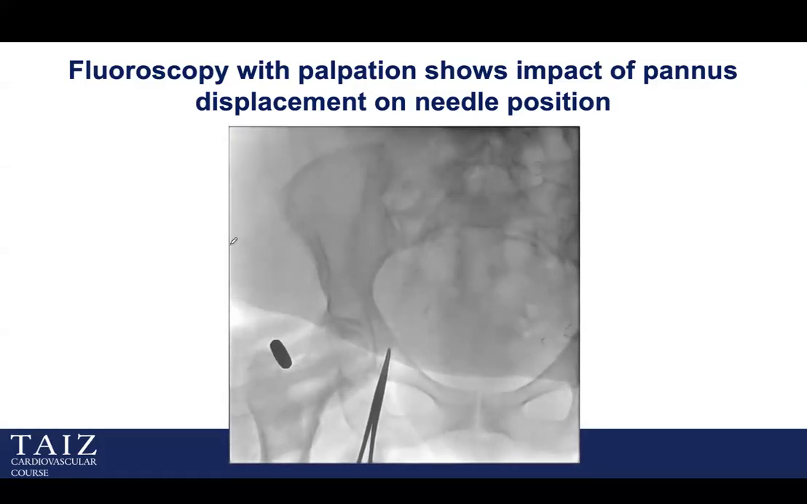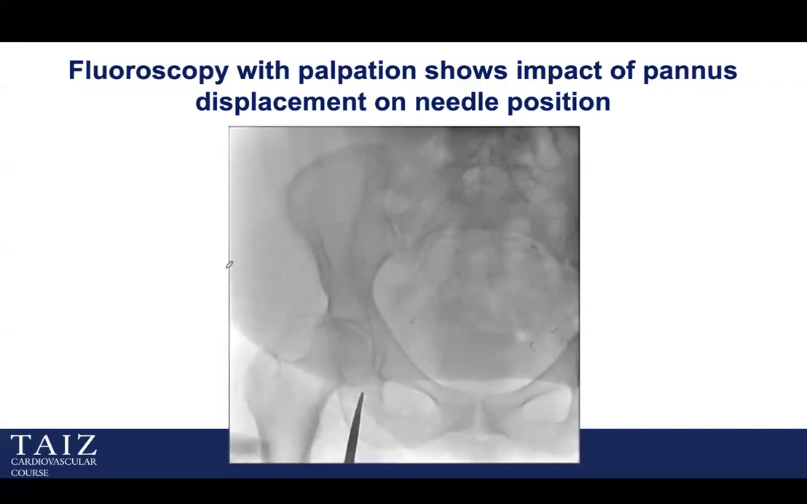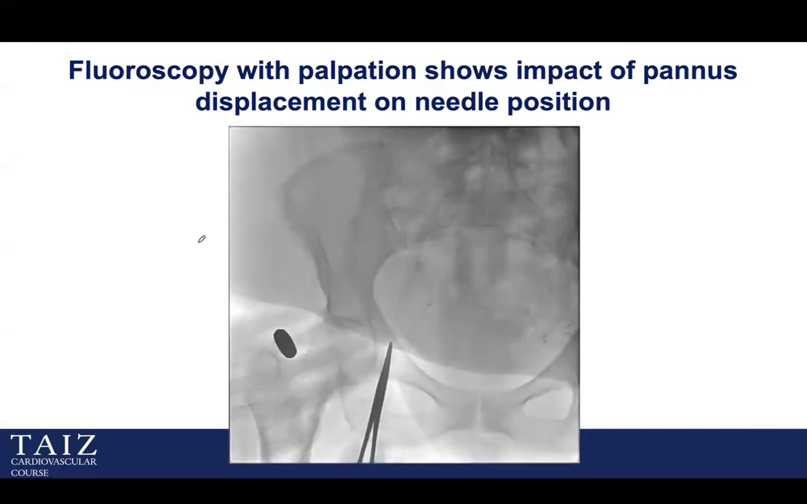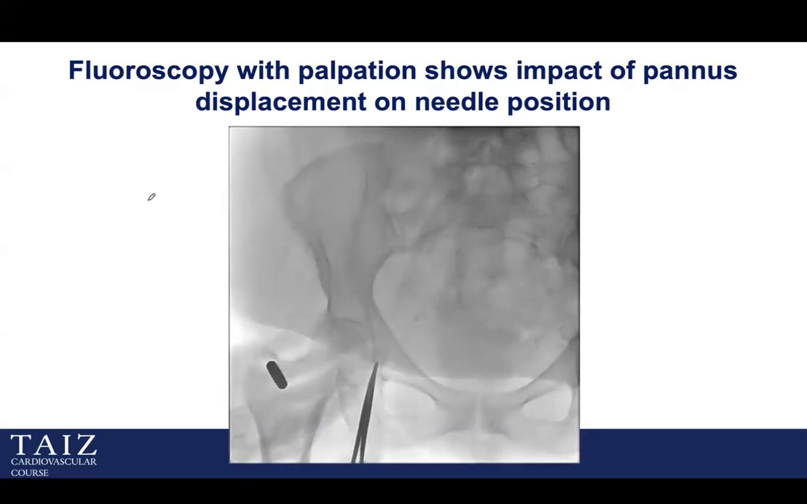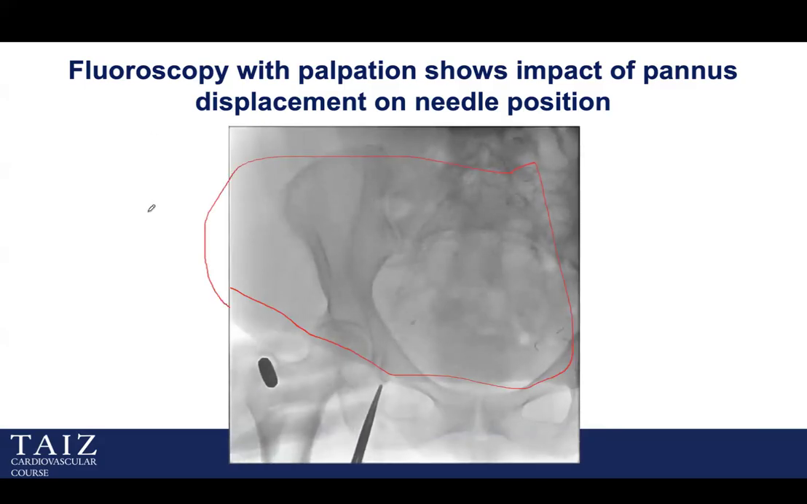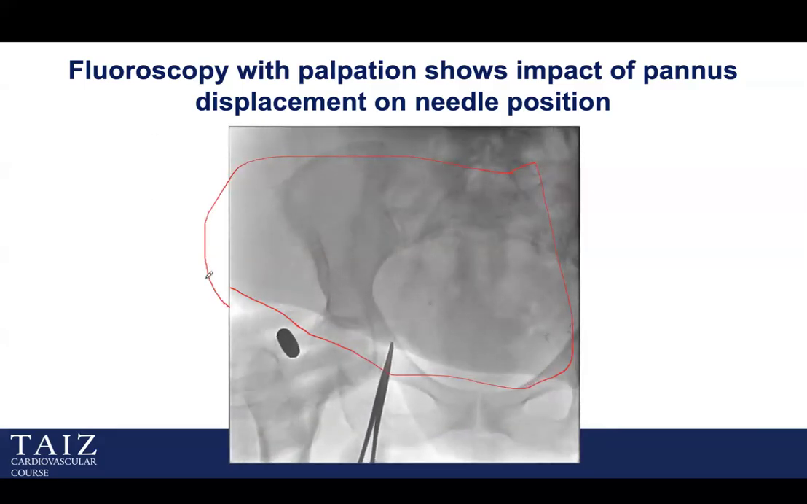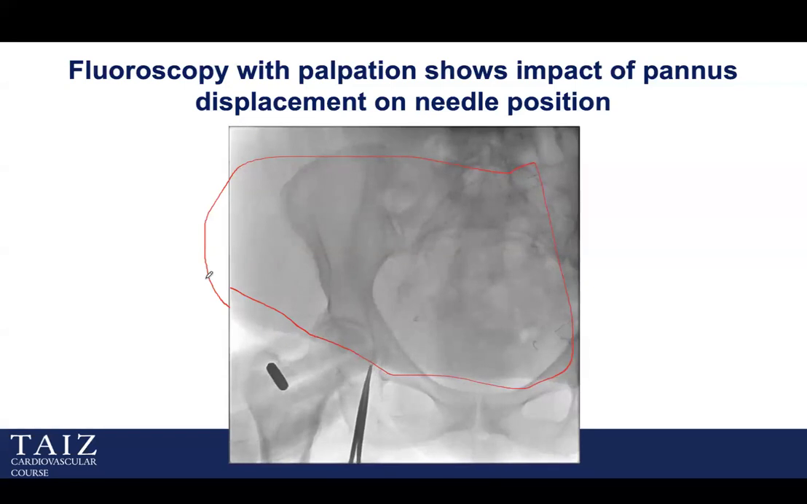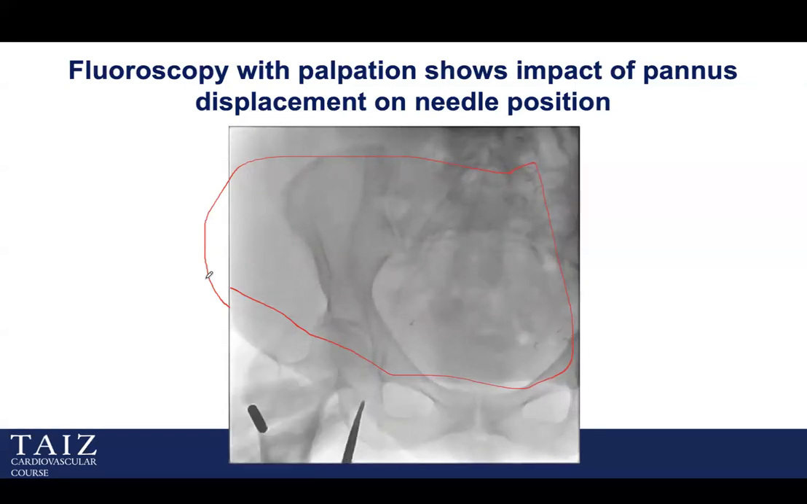And so notice here, when you're pushing with your hand, all that pannus or the fatty tissue, as you see here, this dark space here is all fat tissue. And so if you push it with your hand, you notice the Kelly clamp will go up much higher. And that's what happens usually.